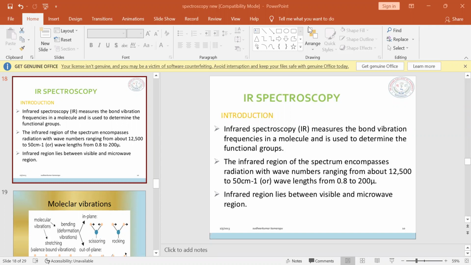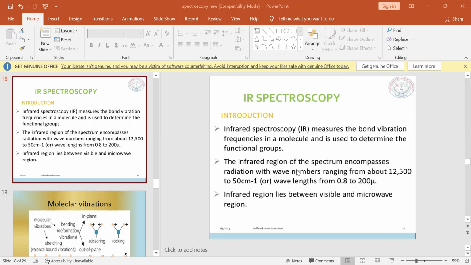The IR spectrum of a molecule is also called a vibrational spectrum, due to the transition of a molecule from one vibrational energy level to another. The IR spectrum of a molecule is obtained from transitions between vibrational and rotational energy levels, hence it is called vibrational rotational spectroscopy.